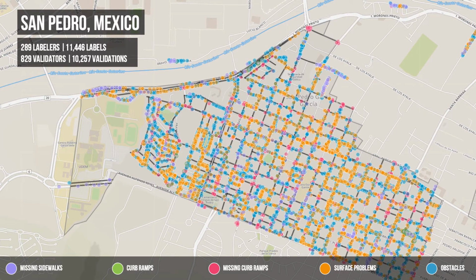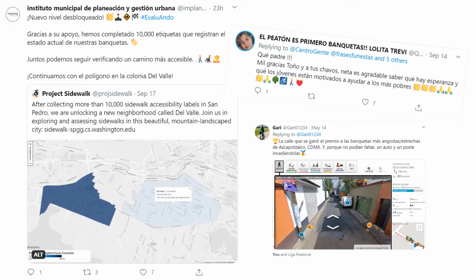In San Pedro, we're working directly with the local government. In less than a month, we've collected over 11,000 accessibility labels, and 1,000 plus users have contributed. There's now a growing community of users online that are sharing about our tool.